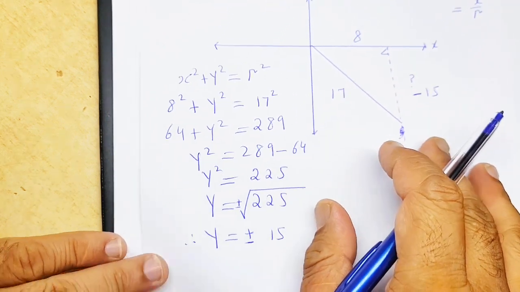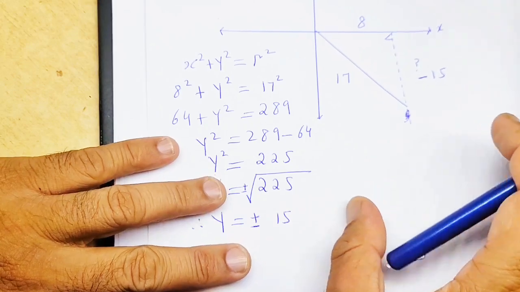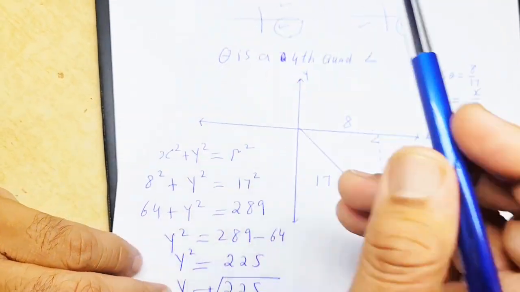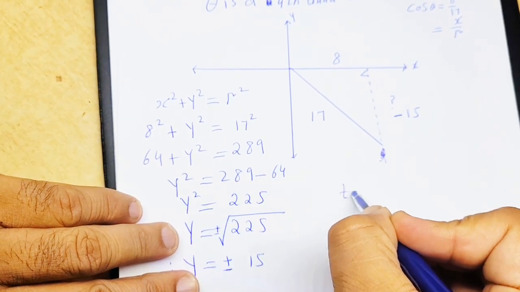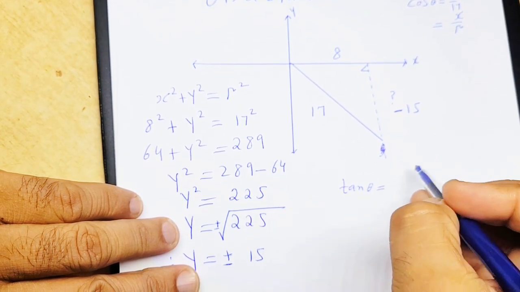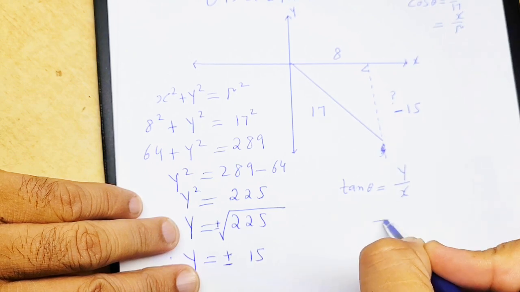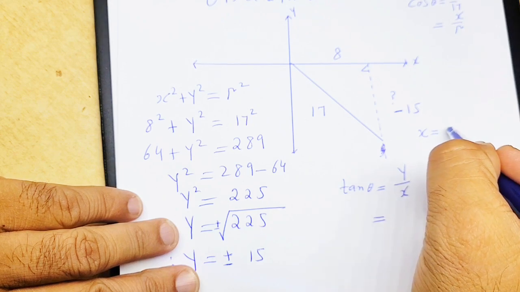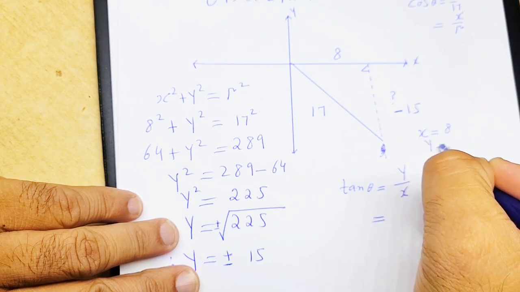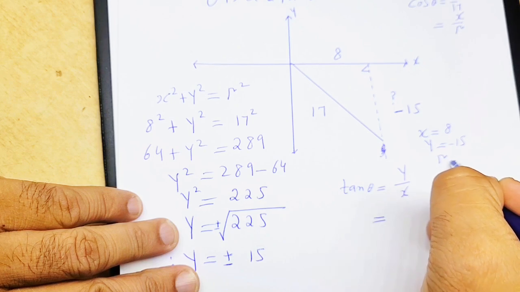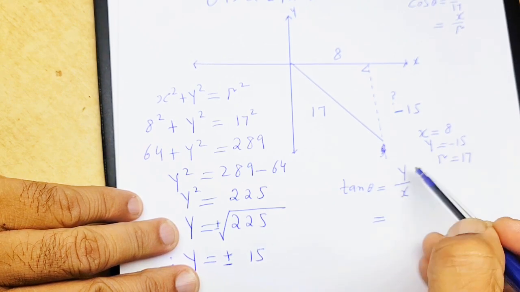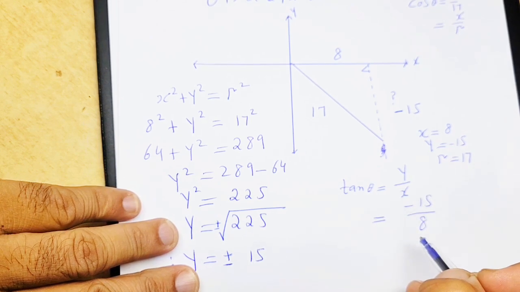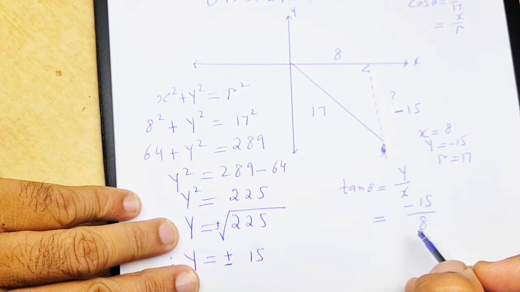Now my question says find tan theta. My tan theta is equal to y over x. Obviously I have the x value here, which was 8, and the y value is negative 15, and the radius was 17. So y over x, y is negative 15, and the x value is 8. This is my final answer.